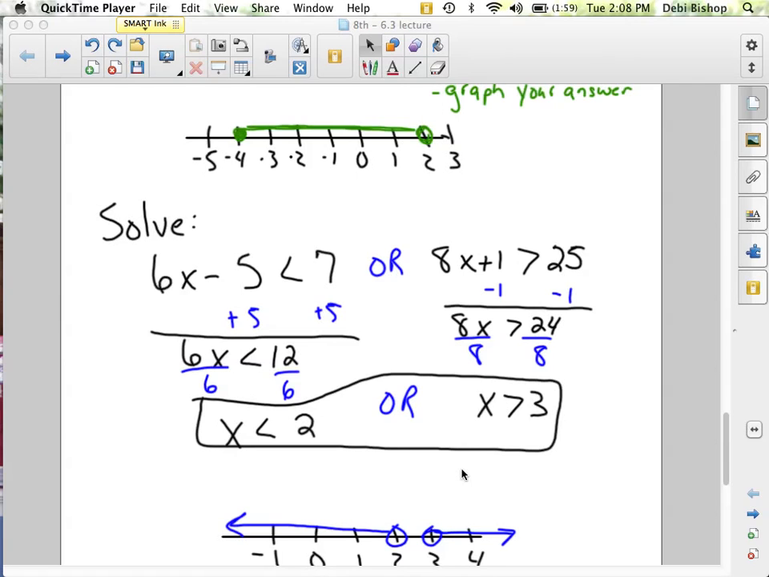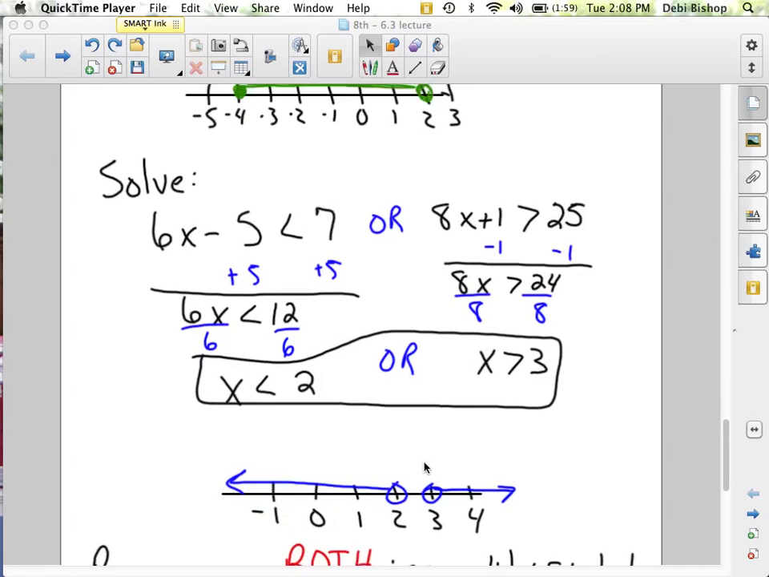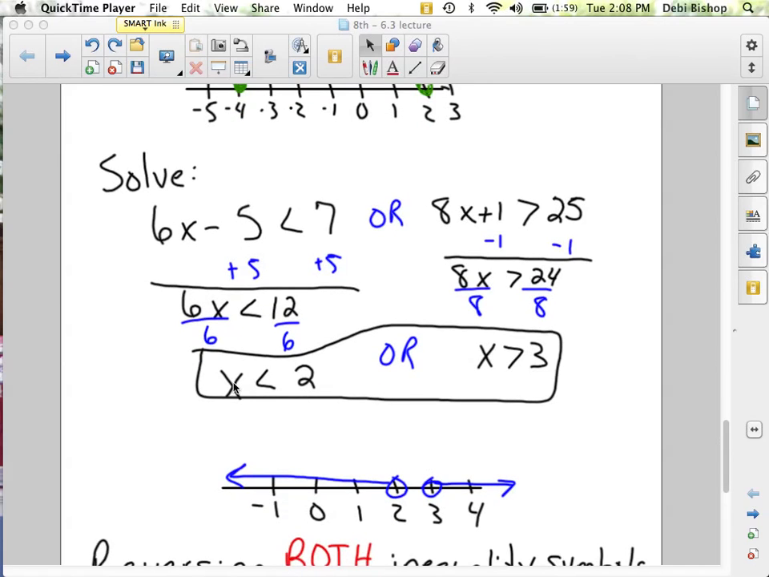And then I will graph them. Now this is an or statement, so if our graph is correct, you will see that they do not overlap. So I graph x is less than 2, open circle at 2, going to the left. x is greater than 3, open circle at 3, going to the right. And you can see right here, there's that space where they don't overlap.